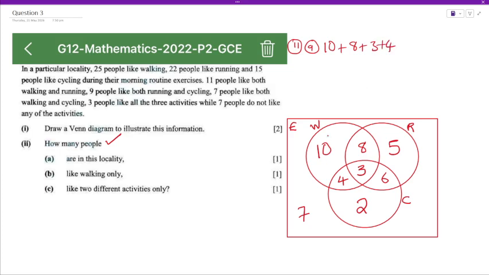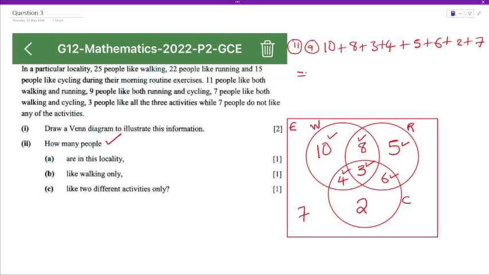I've captured all the values in walking: 10 plus 8 plus 3 plus 4. I now go to the remaining ones in running, plus 5 plus 6. I've captured these here, 5 plus 6, then plus the 2 which is outside, plus the 7. They said how many people are in this locality, meaning everyone in this locality.